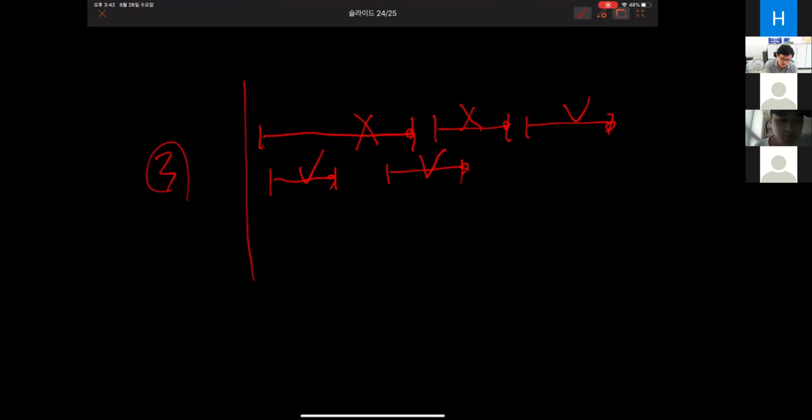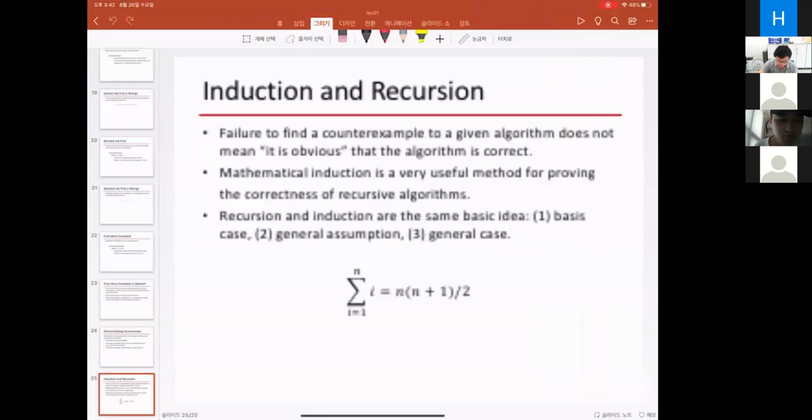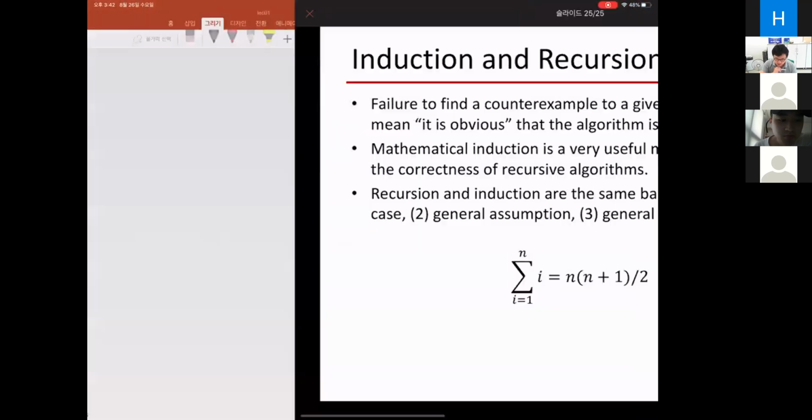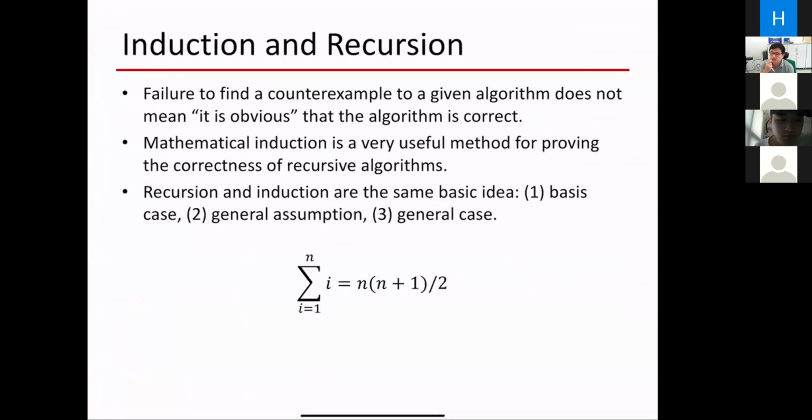I think it is the right answer. And this is how we teach in the class. So there are two methods. I can give you a counterexample, or I can give you induction and recursion. Failure to find a counterexample to the algorithm does not mean it is obvious that the algorithm is correct. So we talk about, oh, there's no counterexample, so you are correct. No, that's not obvious. So I want to prove it. Mathematical induction is a very useful method for proving correctness of a recursive algorithm.